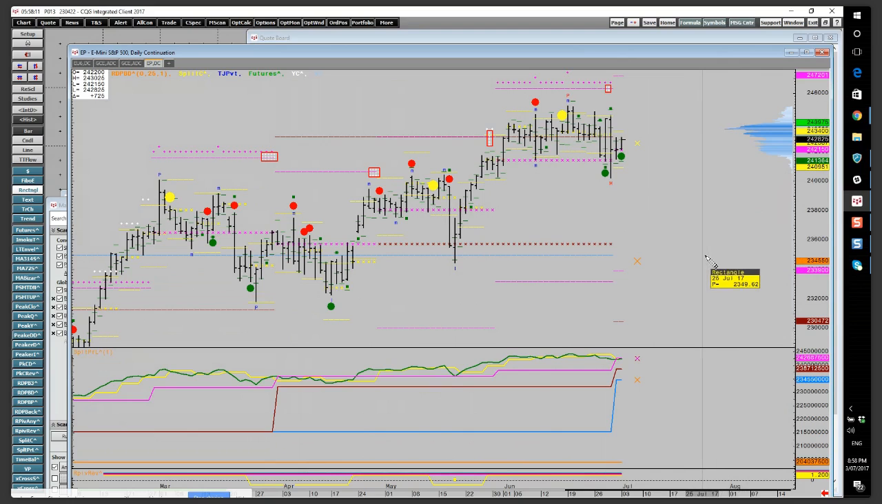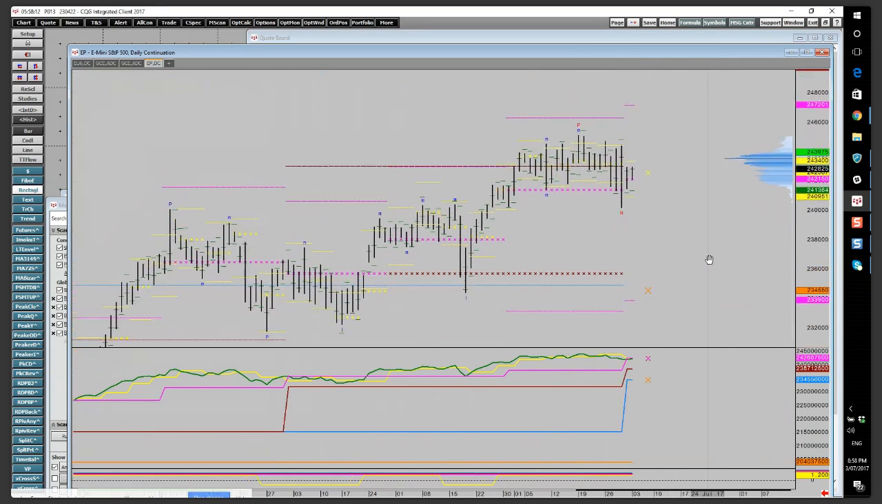So look, there's no clear signals here for me. I'm seeing weakness in some respects, and then I'm seeing strength in other, and so that tells me steer clear of that market and find an easier market to trade.